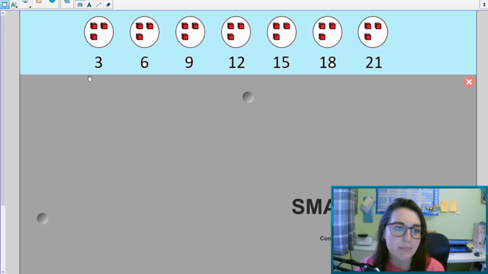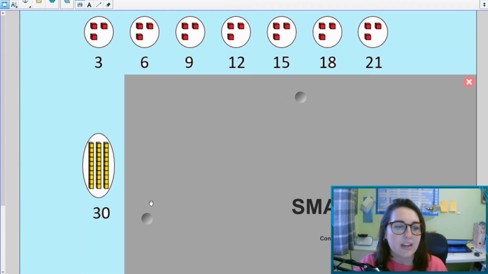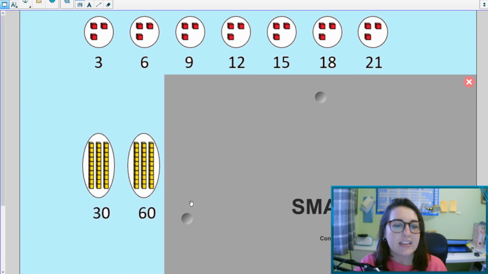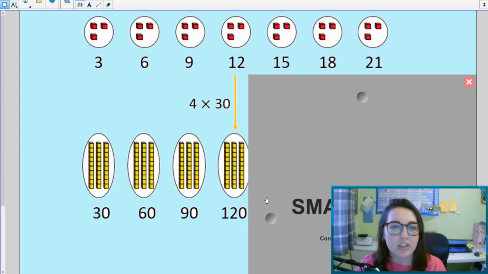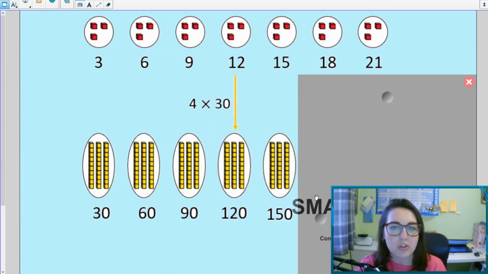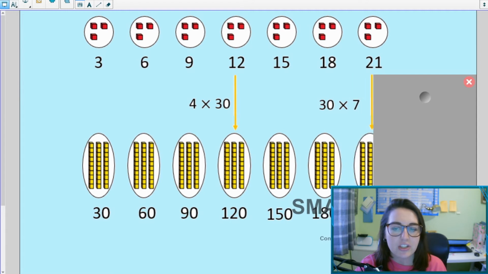And it's exactly the same here. 3, 6, 9, 12, 15, 18, 21. What do you think it would be like if instead of going up by 3, we were going up by 30? So if we were going up by 30, we'd have 30, then 60. And if we look at the top here, then we're going to have 90. Then we've got 120. Then we've got 150, 180, and 210.